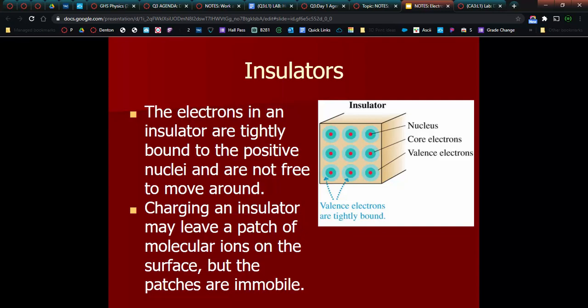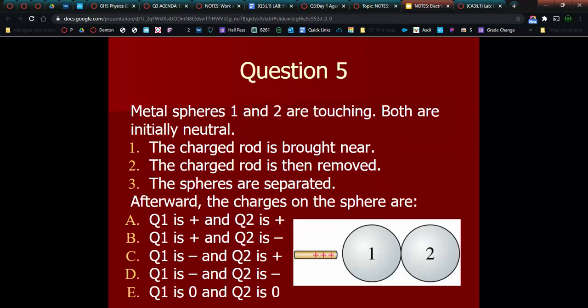So the key here is that you can still charge an insulator. A lot of people are like, oh, it's an insulator, it can't be charged. No, you can charge it. It just doesn't move. It just stays right where you put it. So the electrons in an insulator are tightly bound to the positive nuclei, not free to move. So charging it will leave a patch of molecular ions on the surface, but the electrons are essentially immobile.